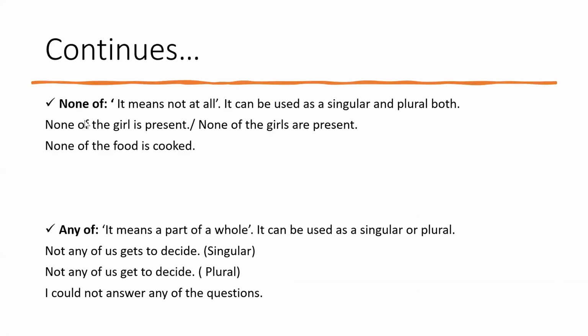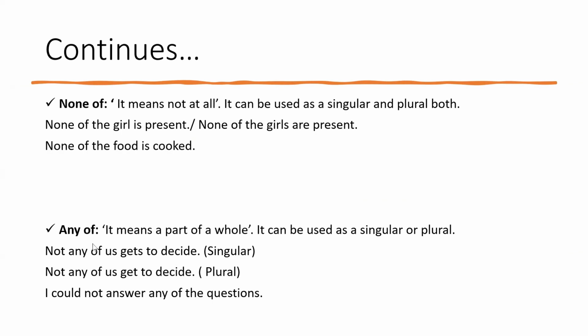None of. It means not at all. It can be used as a singular and plural both. None of the girl is present, singular use. None of the girls are present, both are right. None of the food is cooked. So none of can be used for singular as well as plural both.